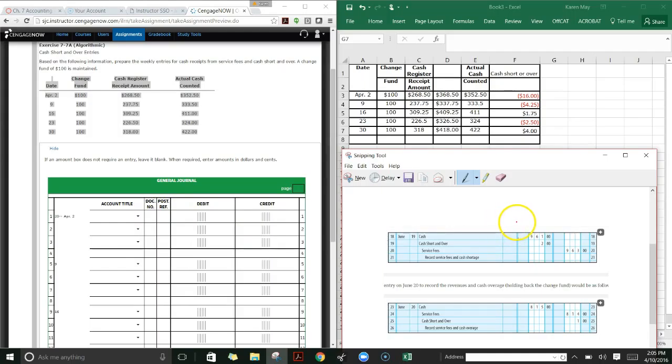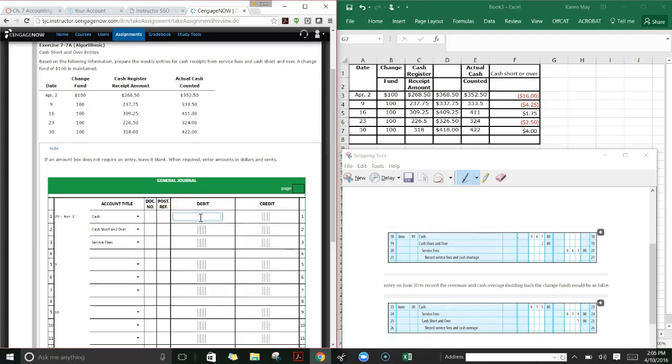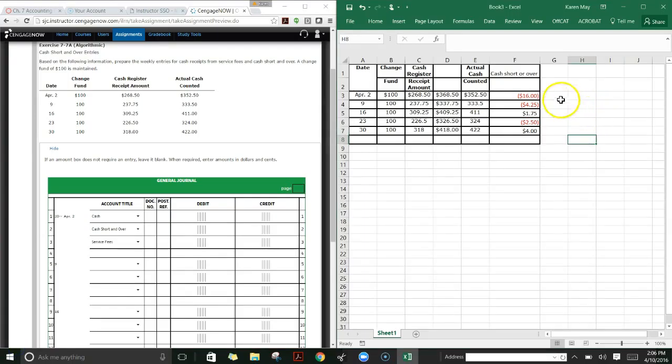When you have a shortage, you're going to debit cash and the shortage account, and you're going to credit service fees. So we're going to put our accounts here: cash debit, cash short and over debit, and a credit to service fees. Then we just have to figure out the amount. So our cash amount, okay, so I'm going to do one more column. So our cash amount would be equals the $268.50 plus the $16, which would give you $252.50, and I'm just going to fill that down.